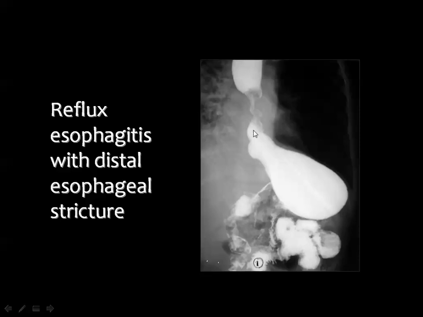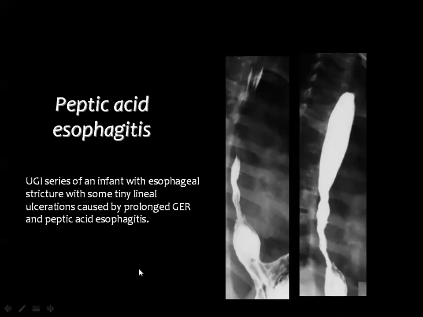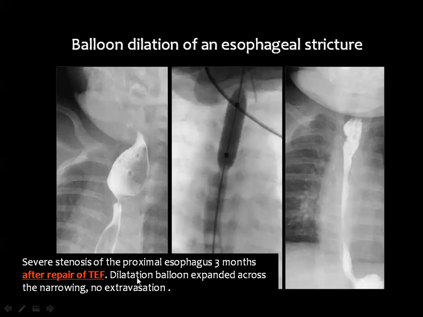And you see here some sort of hiatus hernia with reflux and narrowing of the distal part of the esophagus, diagnostic of reflux esophagitis and esophageal stricture. And this is also another example. You see a hiatus hernia with relative narrowing of the distal segment of the esophagus, representing reflux esophagitis and peptic stricture of the distal part of the esophagus.